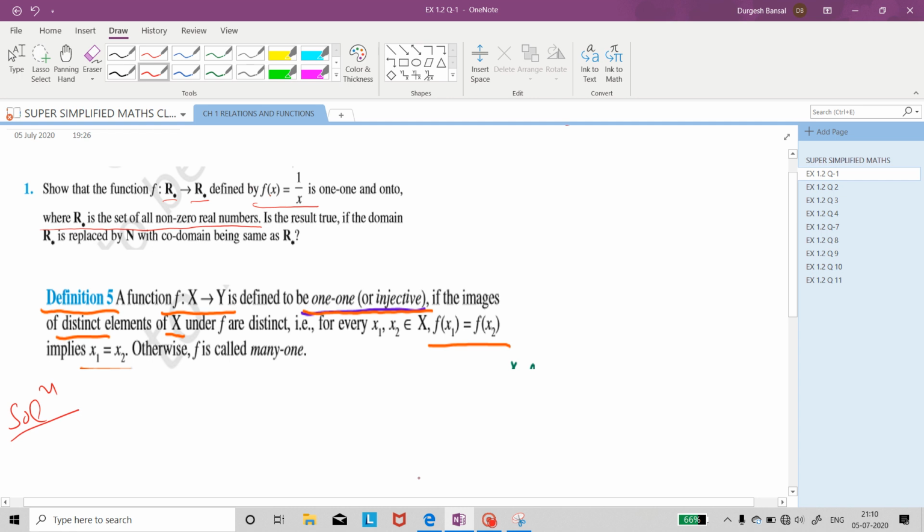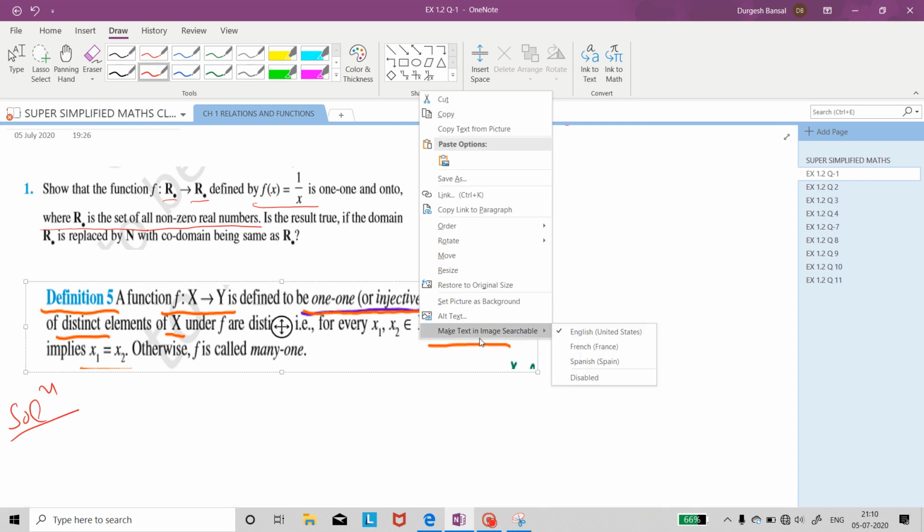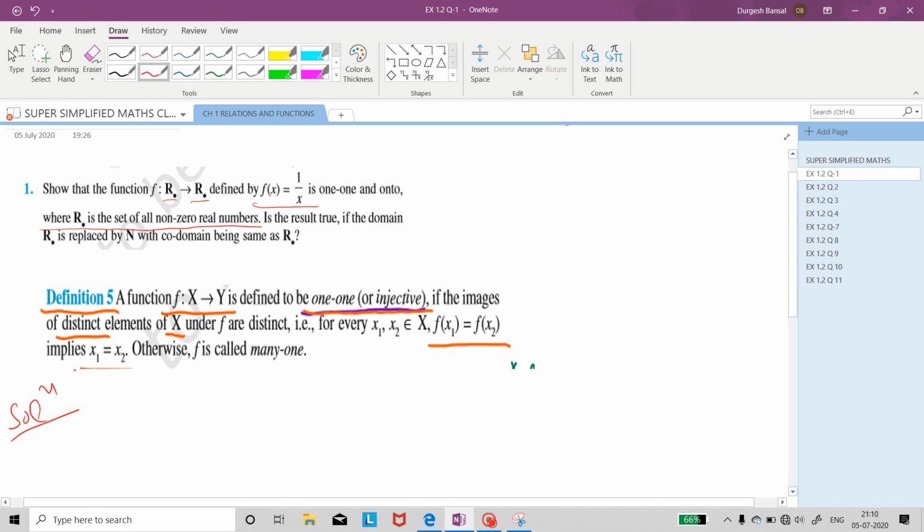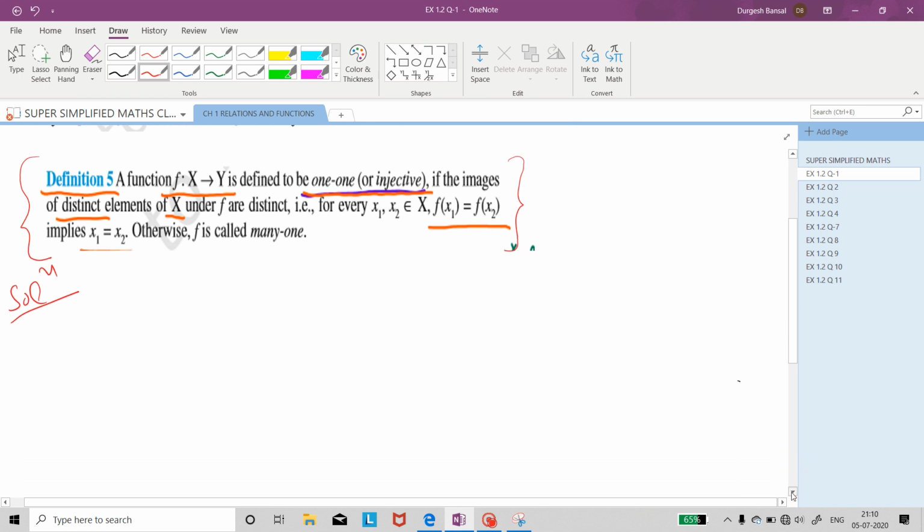Before we check the one-oneness of the function, let us go through the one-one function. This is the definition of one-one function. A function is said to be one-one if the images of distinct elements of x under f are distinct. That is, if you take any x1, x2 in the domain set such that their images are same, then you have to prove that the numbers x1 and x2 were also same. Anyway students, you don't need to write this definition every time when you prove one-one, but I have written it here just to remind you what you mean by a one-one function.